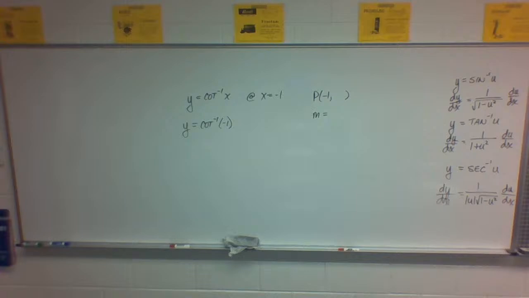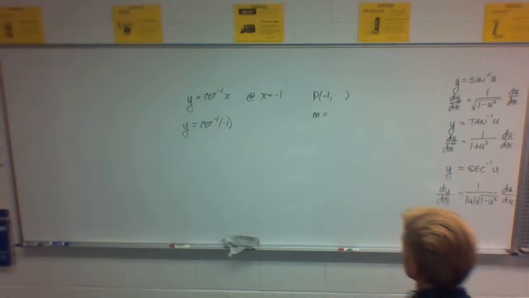Pretty good. Did you do it? You get 2.37? I got 2.35. 2.356. How could you convert that? Divide it by pi. And what's the fraction? Was it 3/4? 0.75? So it's 0.75 pi, which is 3 pi fourths.